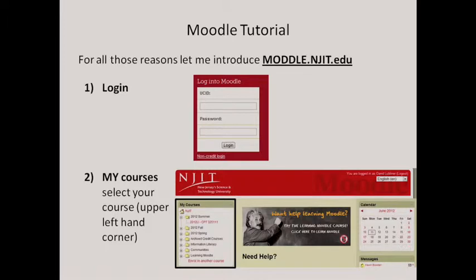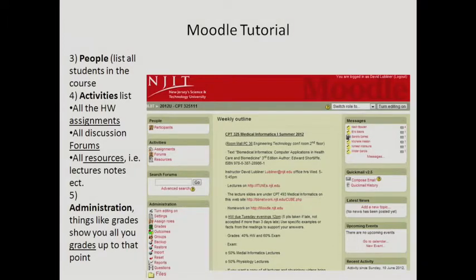Once you've selected your course, the screen looks like this. It'll say the course. In this particular case, it was one I teach, CPT 325, Medical Informatics. So what are the things on the Moodle page that you're going to use most often? Well, the first thing is the left-hand corner. The left-hand corner has all the administrative tools to make your life easier.